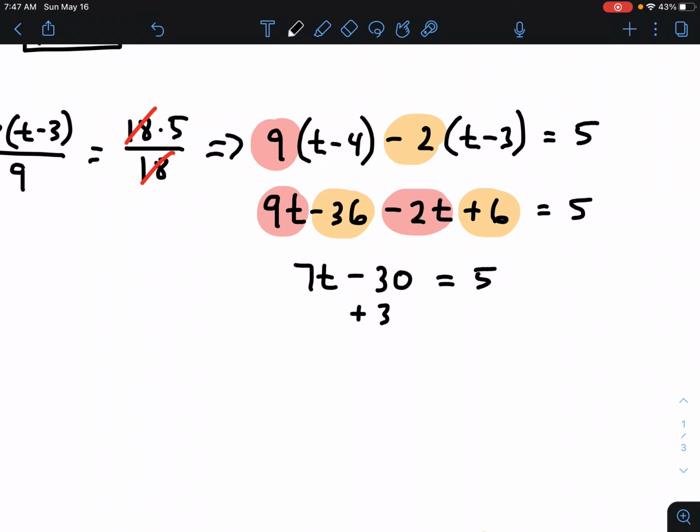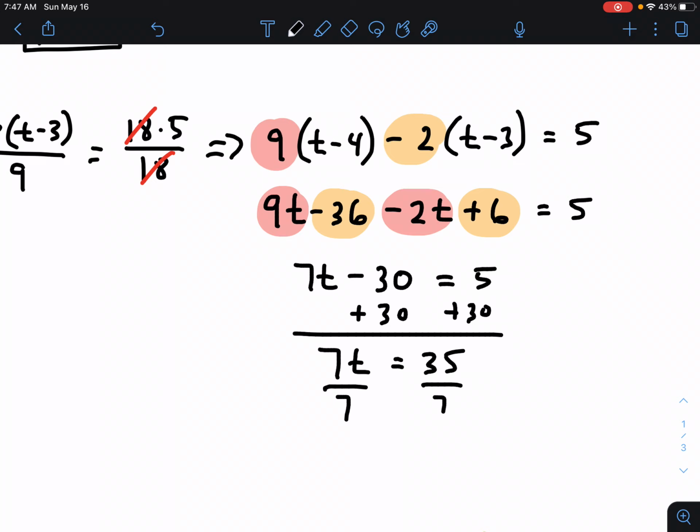We're going to add 30 to both sides. So we have 7t equals 35. And then we'll divide by 7. Whoops, I tried to make a 7 out of my fraction bar. So t is equal to 5.